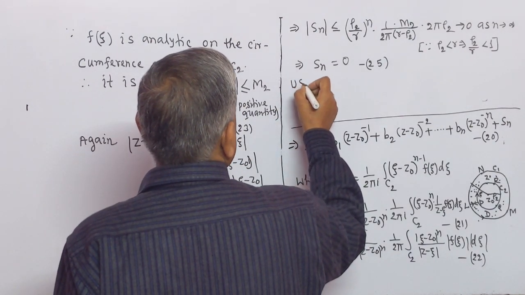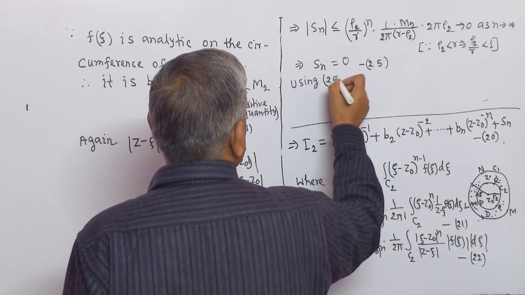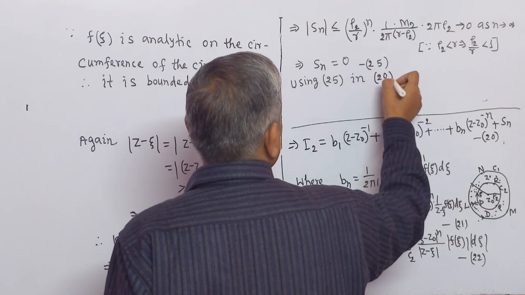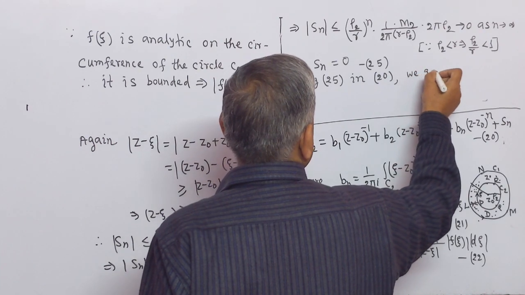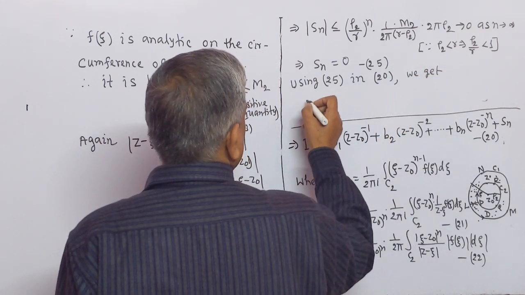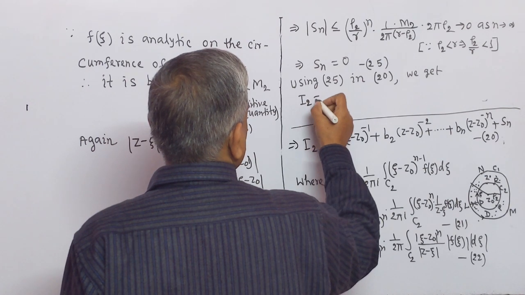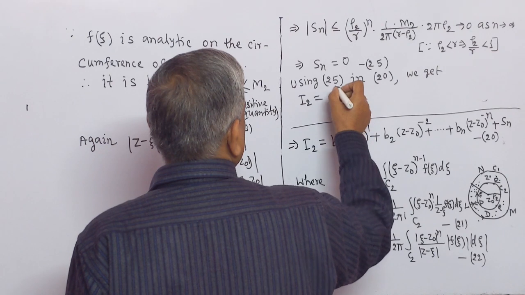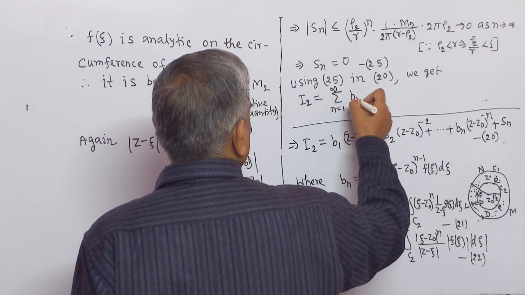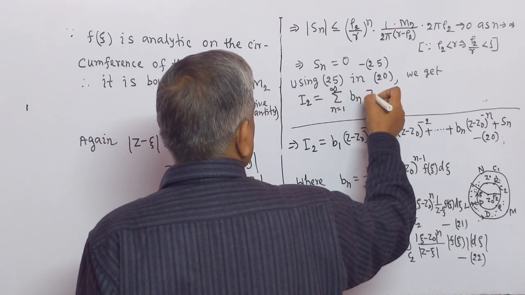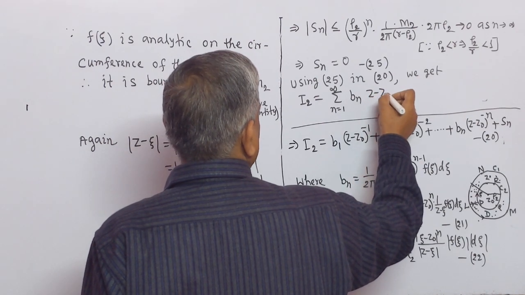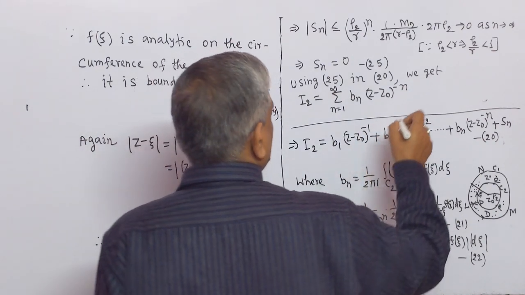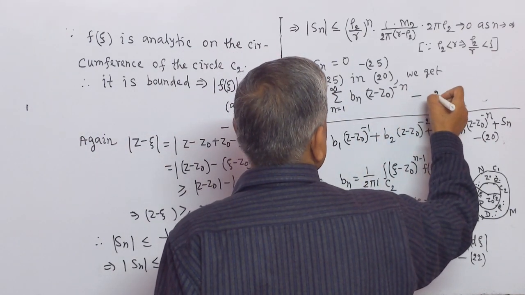Using 25 in 20 we get I2 equal to sigma n equal to 1 to infinity bn z minus z naught to the power minus n. Let this be number 26.